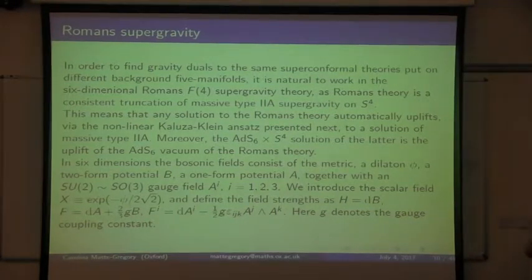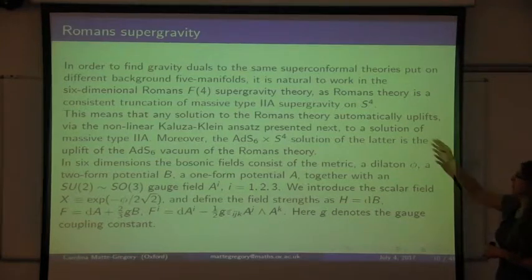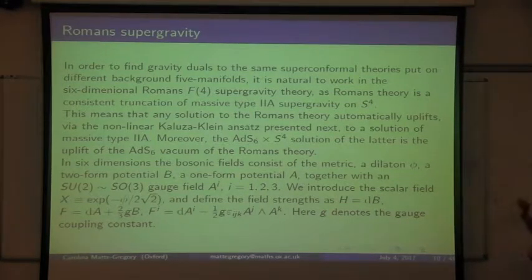Right, so in order to find these gravity duals, again, we're going to be looking at this Romans supergravity. So I just told you that it's a consistent truncation of my massive type 2A, and now I'm saying it's on S4. This means that you have an uplift of this back to my 10-dimensional theory via the ansatz that I'm going to present to you in a second.